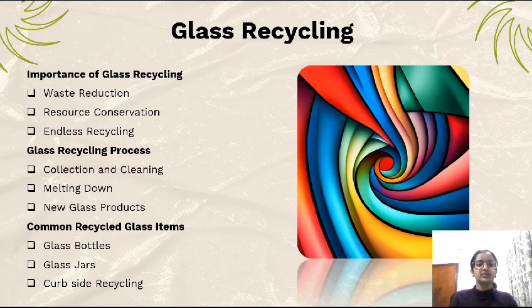Common household items that can be recycled include glass bottles, jars, and containers. These items are collected through curbside recycling programs or at designated drop-off locations. By recycling these items, we can reduce the amount of waste sent to landfills and conserve natural resources.